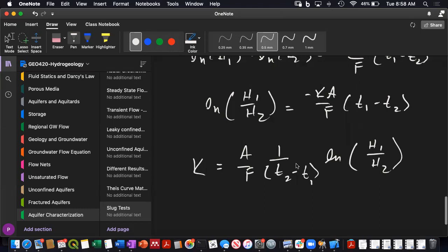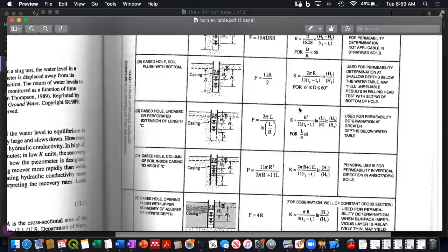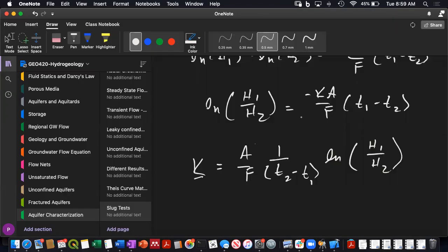So with two points, I just need H2, H1, T2, T1. I still need to calculate A and F from my well geometry, but I can get an estimate of K with two points. If we go back to the table, that's all they've done here. They've just substituted in the expressions for F and A and simplified as much as they can. But this generic equation works for all of them. You just calculate F in the way that you're supposed to and A in the way that you're supposed to.